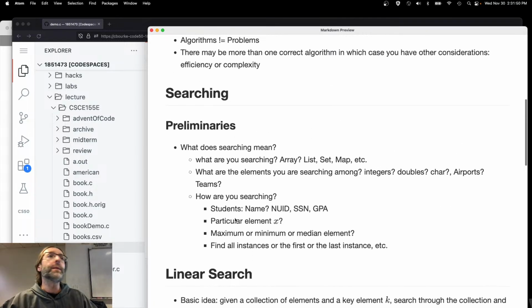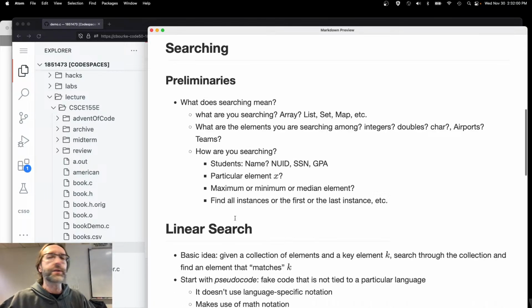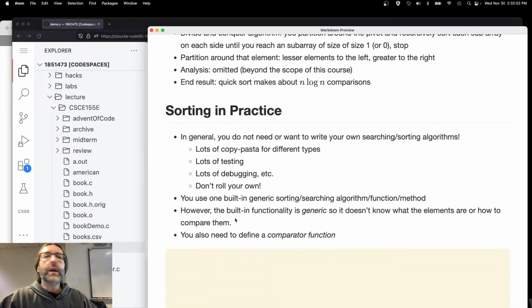So everything that we've done up to this point, I'm going to throw it all away, because that's not what you do. You don't write your own sorting algorithms. You don't implement your own quicksort. You don't implement your own binary search. Instead, what you do is you use what's available in the standard library, right? And that's what we're going to focus on today.